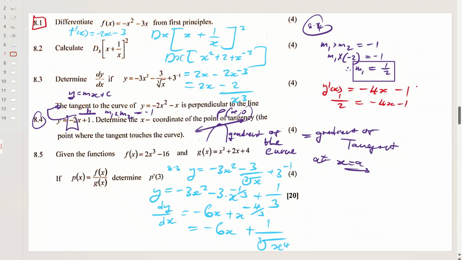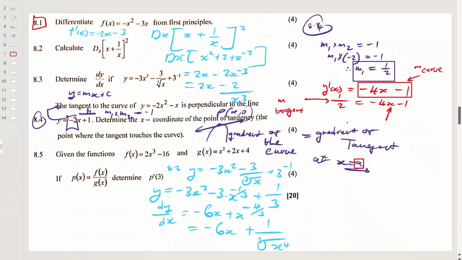So this part here is the gradient of the curve, and this one here is the gradient of the tangent. They are the same at this point, where x is equal to something that we don't know. So how do we work it out?